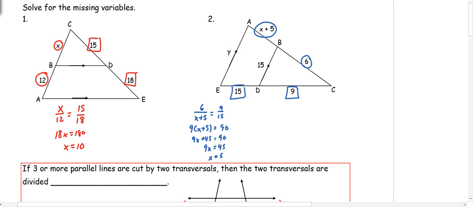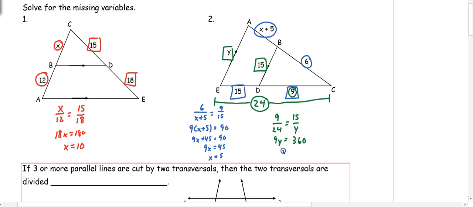Now, to solve for y, we have to be careful. We can't use side splitter here. Instead, we need to know this whole length of the side is 24. So we know that 9 corresponds with 24 and 15 corresponds with y. We have to use the whole side when we're looking for the parallel side. So we get 9 over 24 equals 15 over y. We can cross multiply: 9y equals 360. When we divide by 9, y is 40.